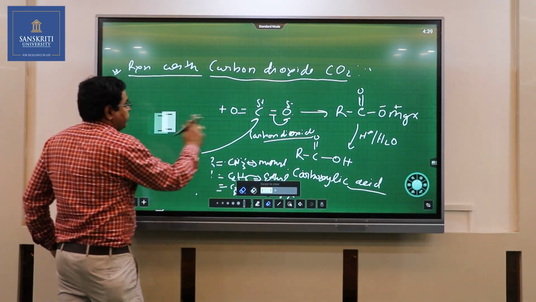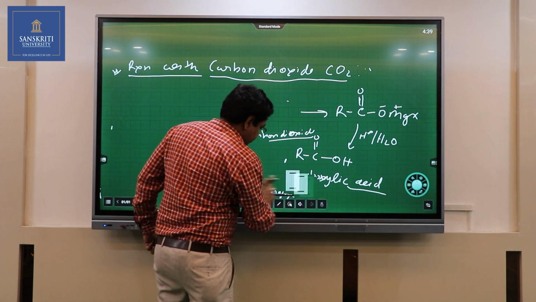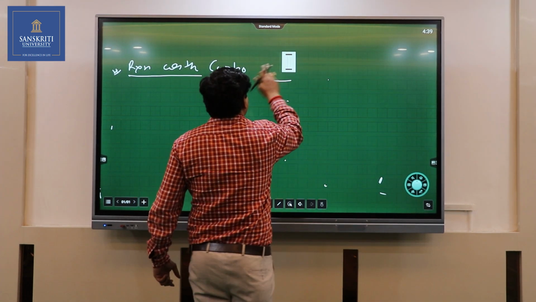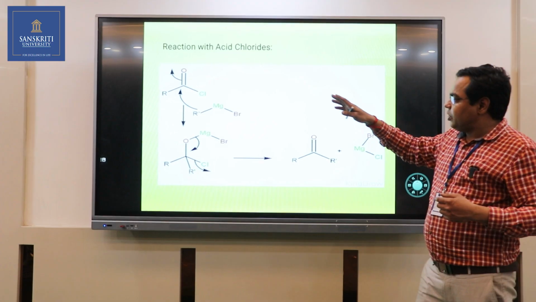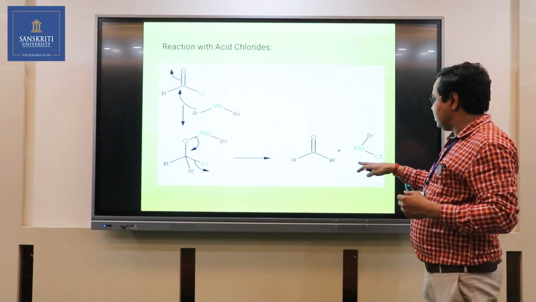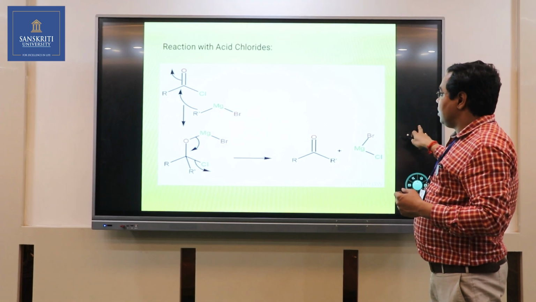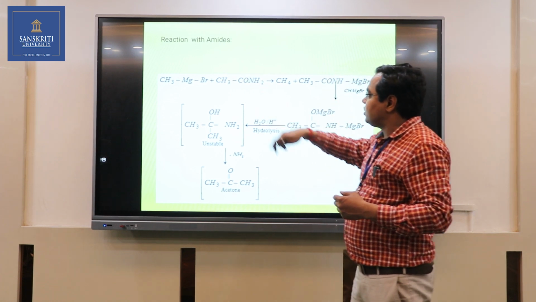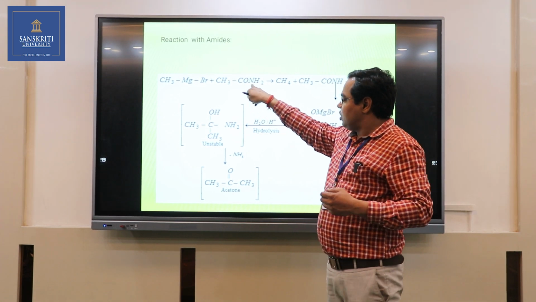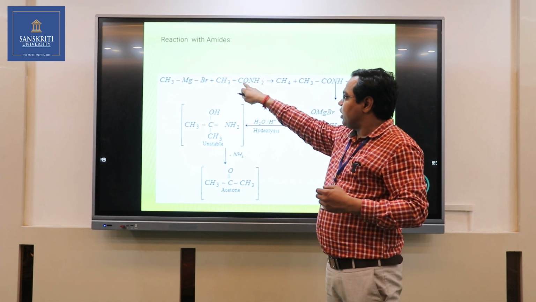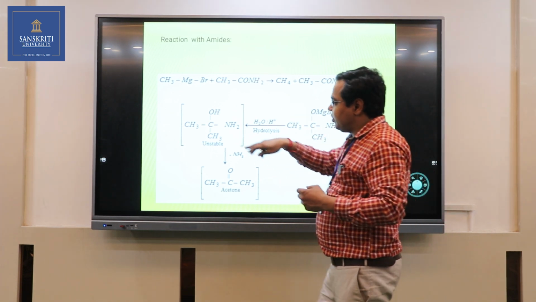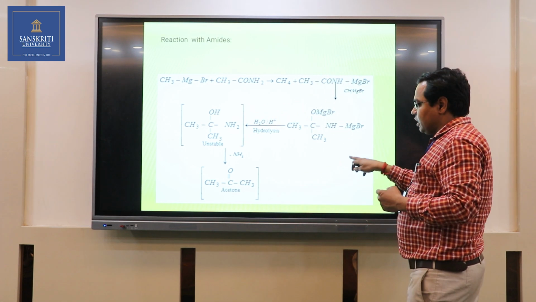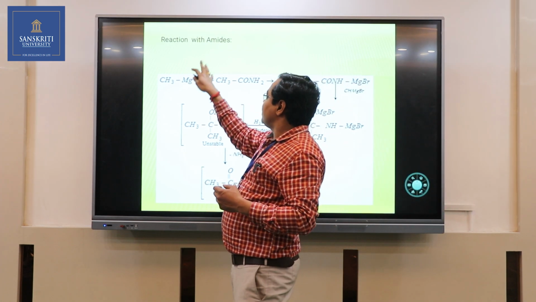Another application of the Grignard reagent: we discussed some examples with the acid chloride, and finally we get a ketone. Next, reaction with amides. Amides have the CONH2 functional group, also called the amide group. Reaction with methyl magnesium bromide, finally we get acetone from the reaction with amides.